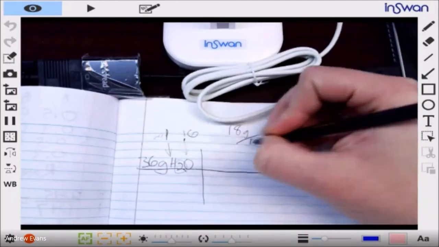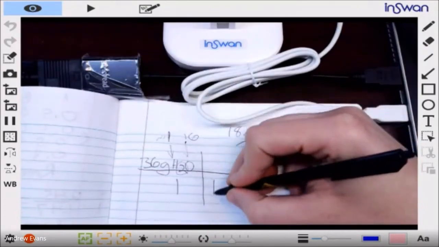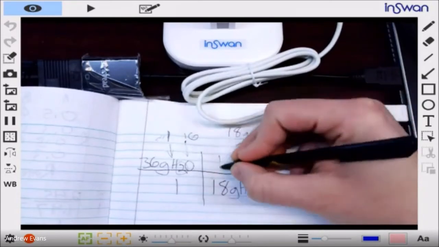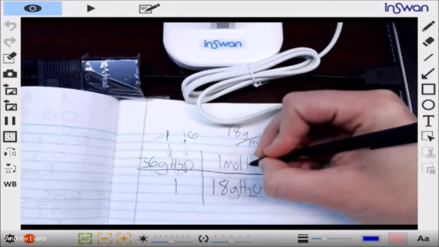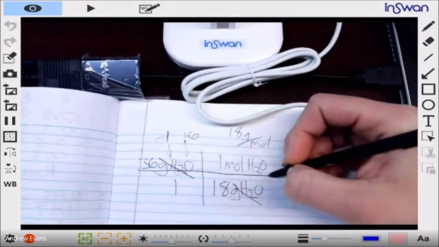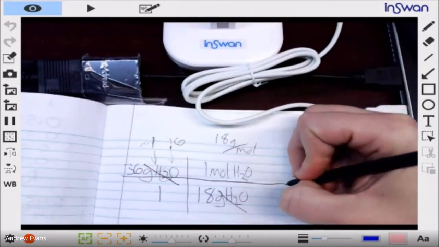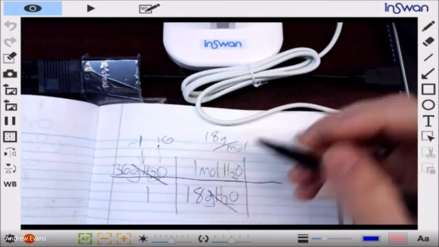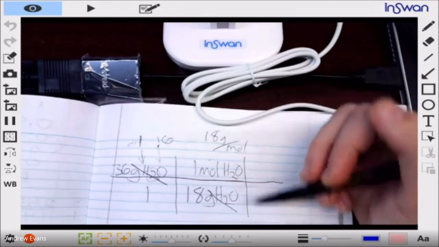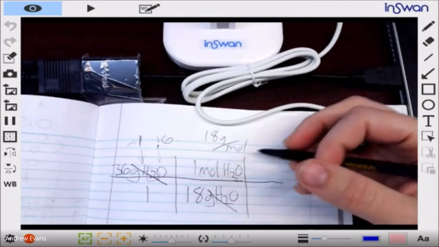Now, because I have grams on top, I need grams on bottom. So I'm going to set this up as 18 grams of water in 1 mole of water. So grams cancels grams, and the result would give us the number of moles. Now, I could answer this question and then move on to the next part, but I can set it up as one big equation as well. But 36 divided by 18 is 2.